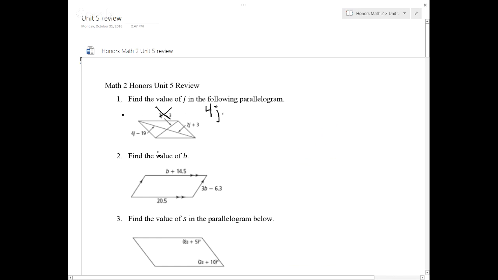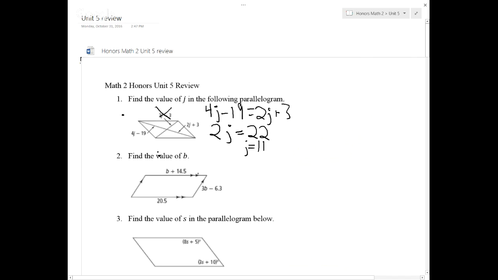So we'll go 4j minus 19 equals 2j plus 3. We then subtract over 2j from both sides. We're left with 2j on the left. Add over 19, we get 22, and j comes out to be 11.